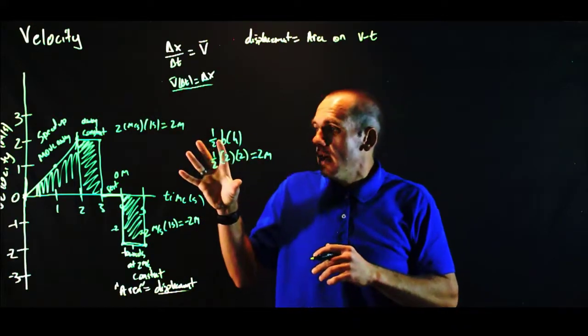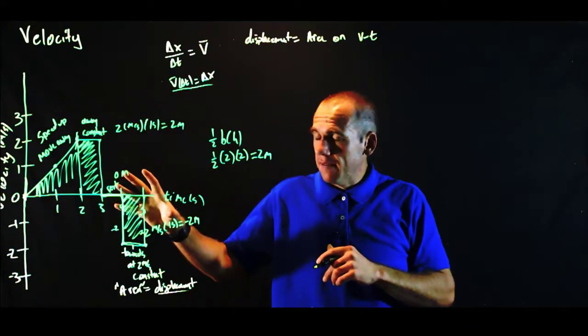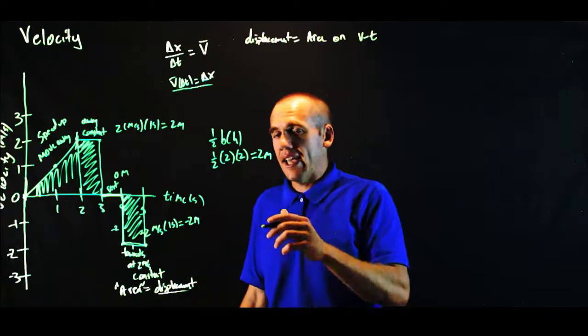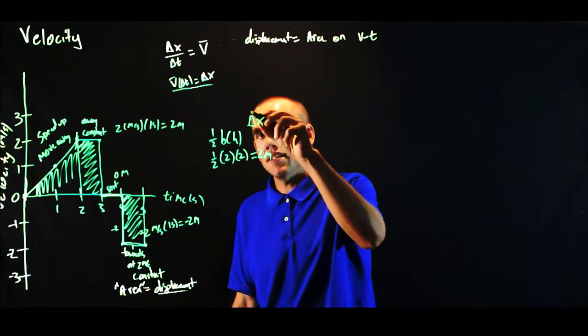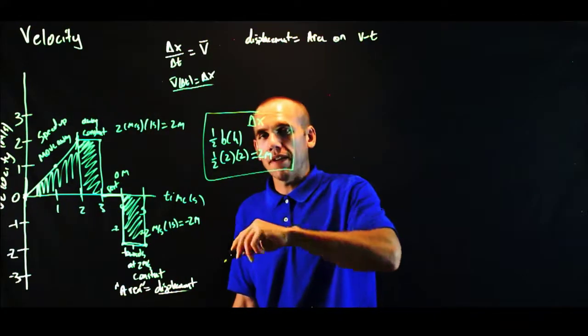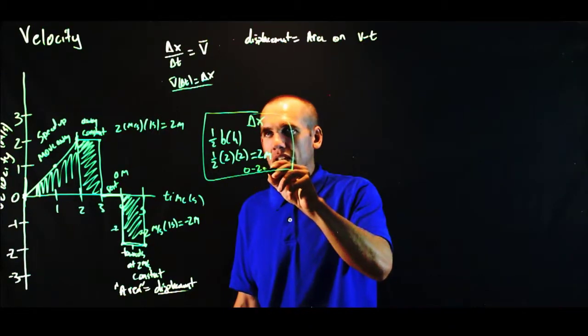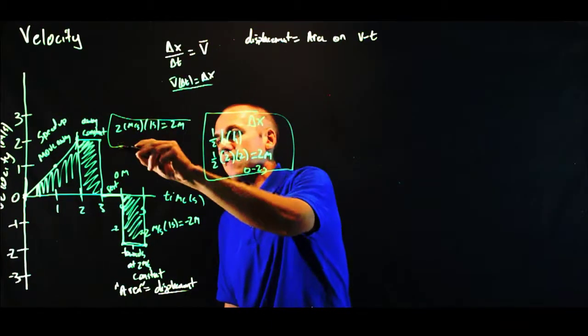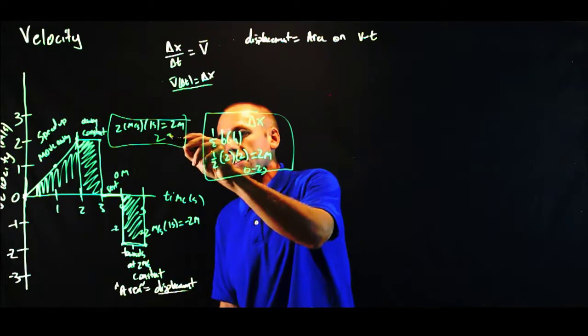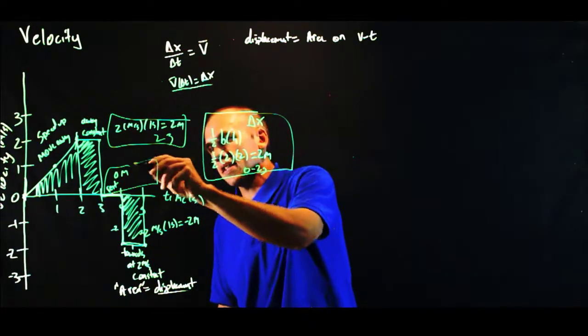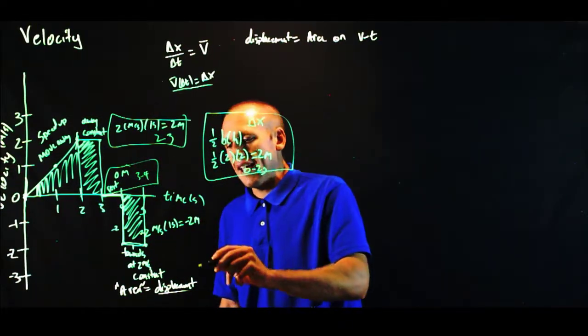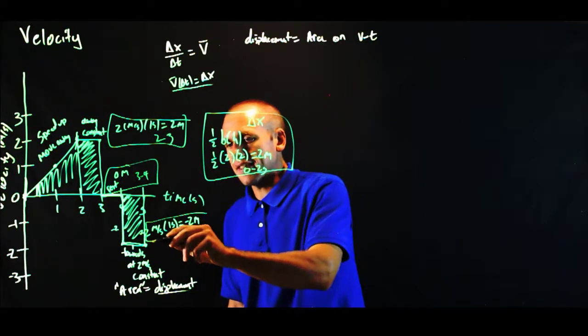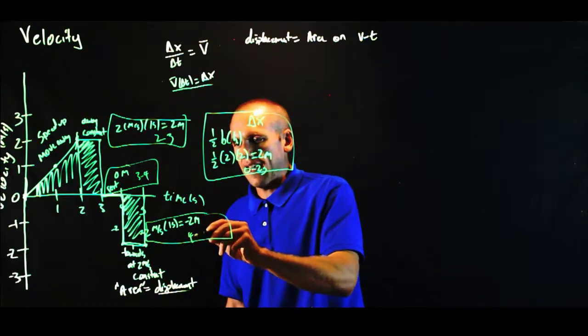Now, I want to create a position time graph from this, but I have an issue, because what I have is a displacement. This is the displacement for my first time interval. This is from 0 to 2 seconds. This is the displacement for my next time interval, 2 to 3 seconds. This is the displacement for my next time interval, 3 to 4 seconds. And this is the displacement for my last time interval, 4 to 5 seconds.